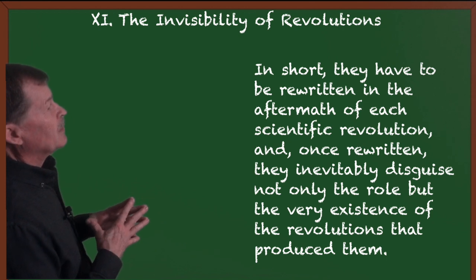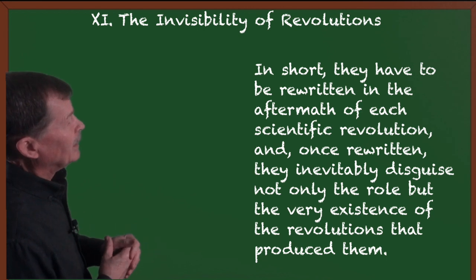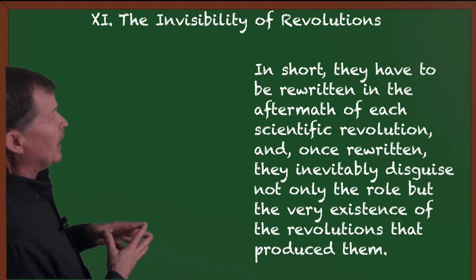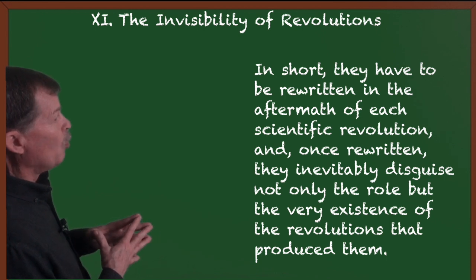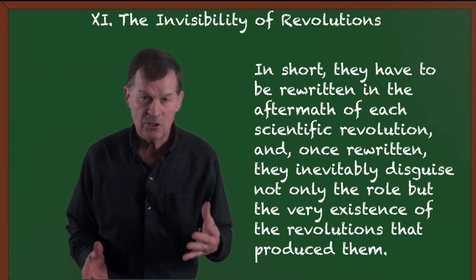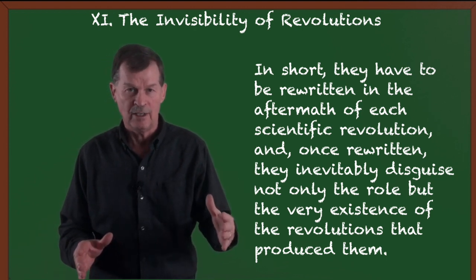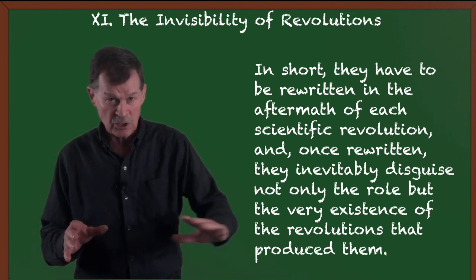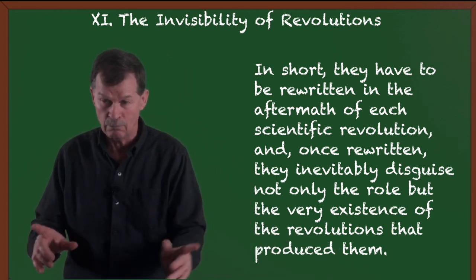In short, they have to be rewritten. We're talking about textbooks. They have to be rewritten in the aftermath of each scientific revolution. And once rewritten, they inevitably disguise not only the role, but the very existence of the revolutions that produced them. In his view, science textbooks are rewritten after a paradigm change to erase the fact that there was a paradigm change, and to make it more continuous, to make it more linear.